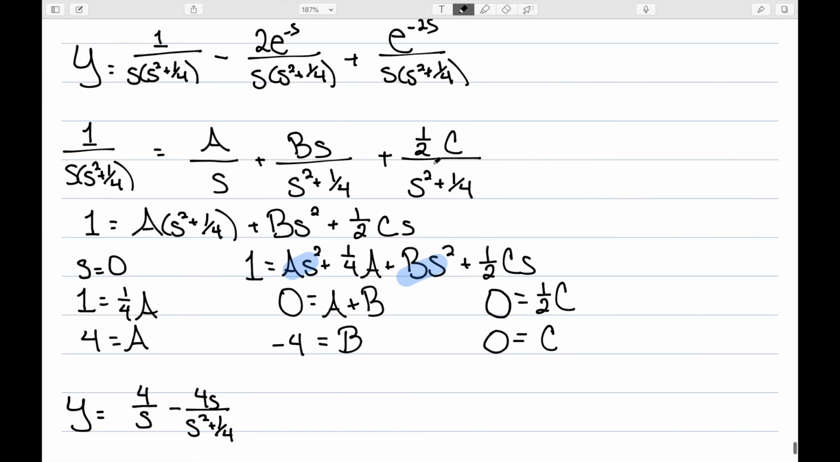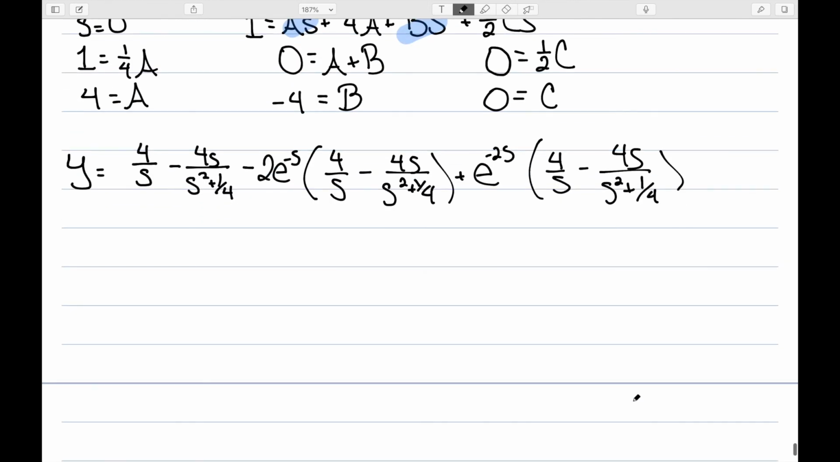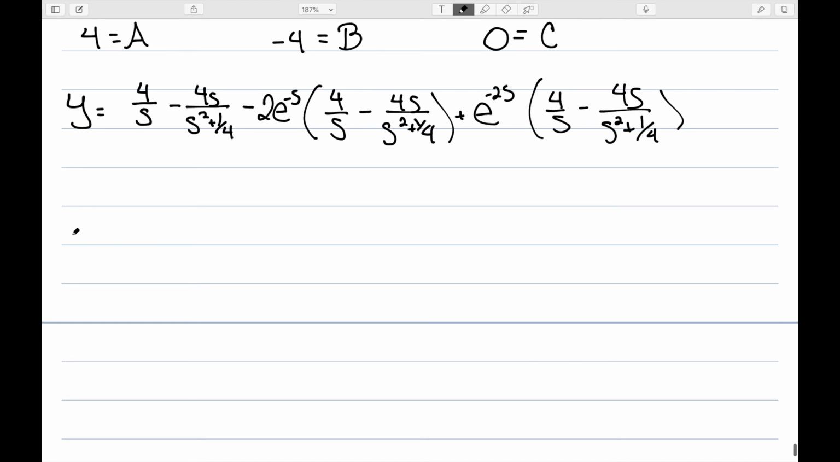If I scroll up just a little bit, I can see that these two are almost exactly the same. Minus 2 e to the minus s times exactly what I just found, and then an e to the minus 2s times the thing I just found. So, while this looked really bad, it actually wasn't too bad of a partial fraction. We now need to take our inverse transforms.